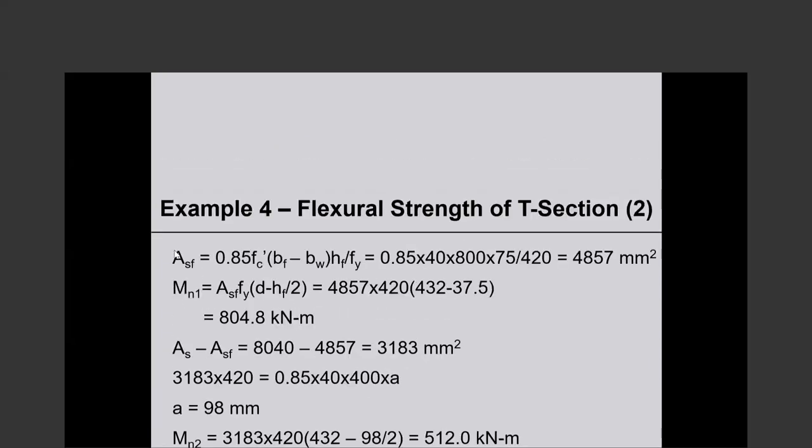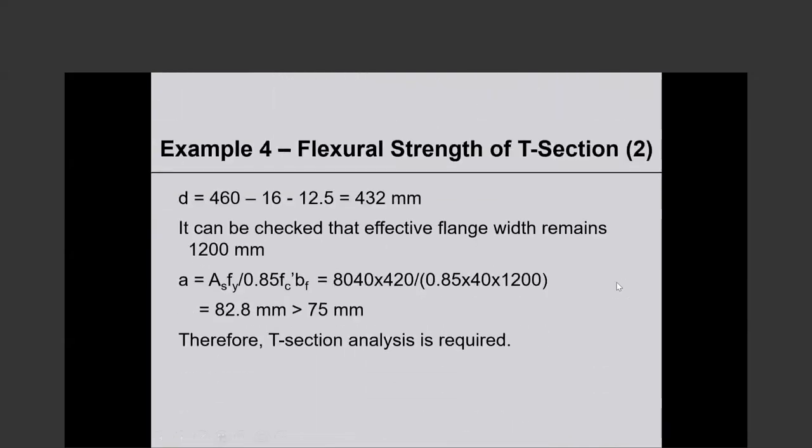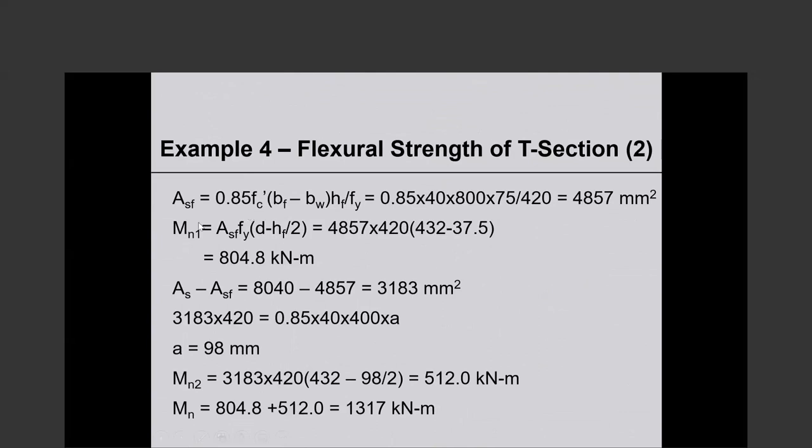So the moment strength contributed by this is the area that we just computed multiplied by the D, the 432 that we just calculated, minus 1/2 of the flange thickness, which is 37.5. So that part of the nominal moment strength we are calling M sub N1. That is the A sub SF that we calculated, 4857, times the yield strength, times D minus H sub F over 2.